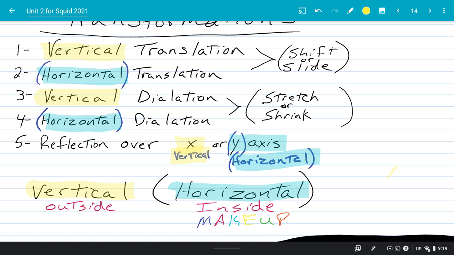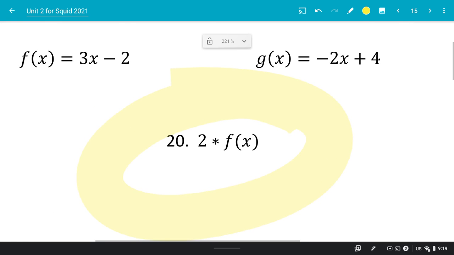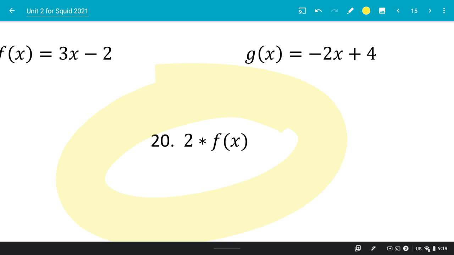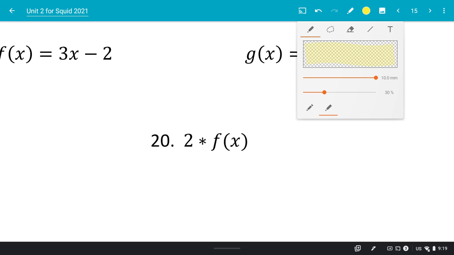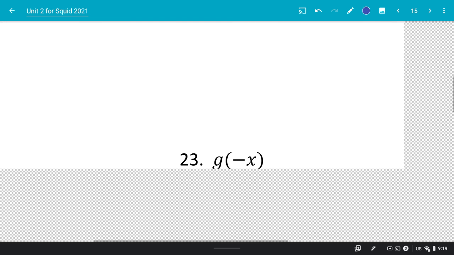So, let's look at this right here, number 20. Now, you don't know what the transformation is yet, and that's okay. But whatever's happening to that function, f of x, is it happening on the inside or the outside? Is that 2 inside the parentheses? No, so it's outside. So that makes it a vertical transformation in some way, shape, or form. I'll show you what the transformation is in a second. But because that 2 is on the outside, we know it's vertical. Are you with me? Let's look at this one.